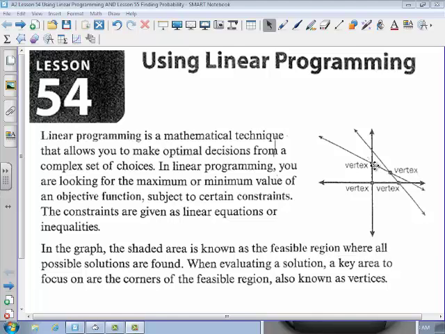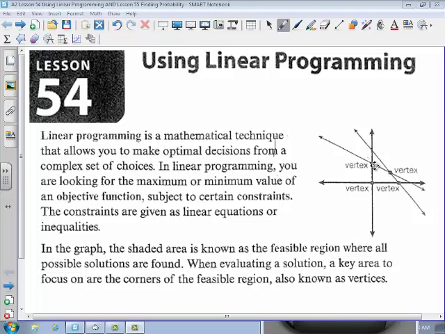Alright, what we're talking about today is Lesson 54, using linear programming. Linear programming is a mathematical technique that allows you to make optimal decisions from a complex set of choices. In linear programming, you are looking for the maximum or minimum value of an objective function, subject to certain constraints. The constraints are given as linear equations or inequalities. Okay, most of ours are going to be inequalities.